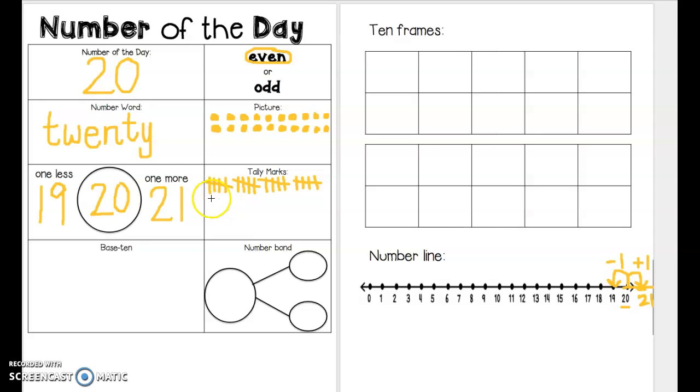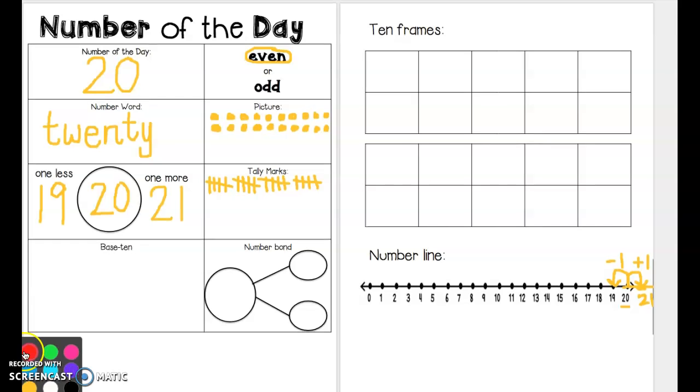So remember how many are in each of these bundles when we do tally marks. 5, 10, 15, 20. We can count by 5s when we use our tally marks. All right, so now before we do our base 10, I want us to look at our 10 frame.